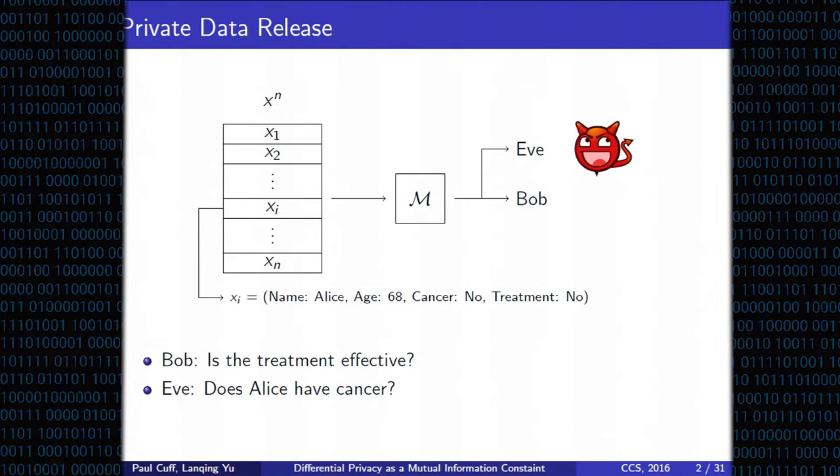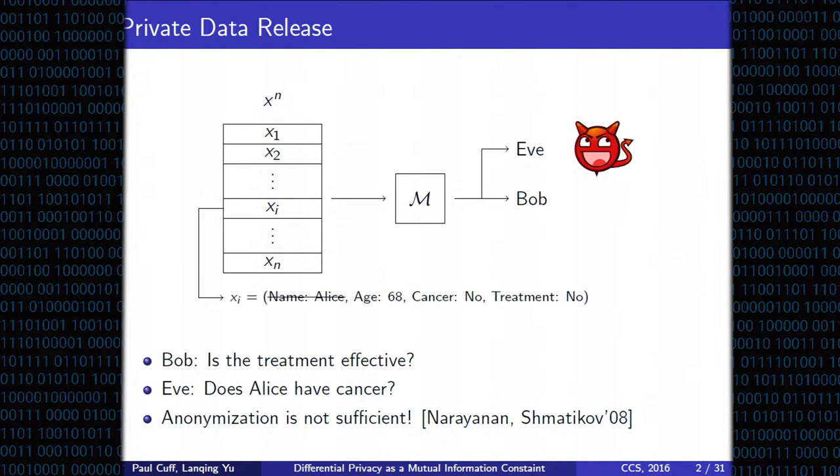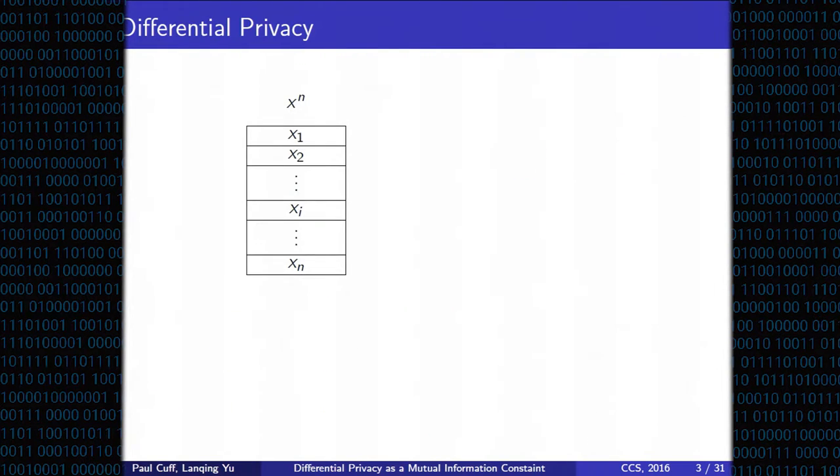One naive way would be, how about we just remove the first field in the database, then release the whole database? Well, in 2008, it was shown that this method is not sufficient. You have to sanitize the database, and you can combine it with some side information, and it's possible to recover the first field, which is the name. So we need more than that, and further, we need a privacy metric to tell us how this mechanism M works. And differential privacy is such a privacy metric.